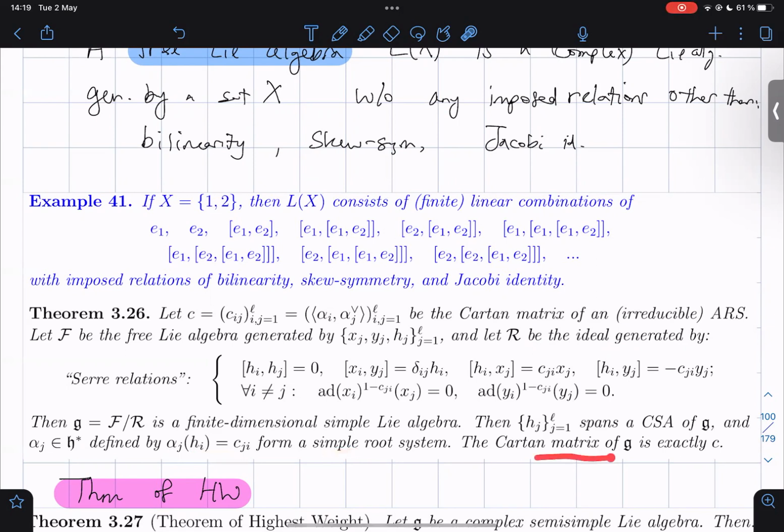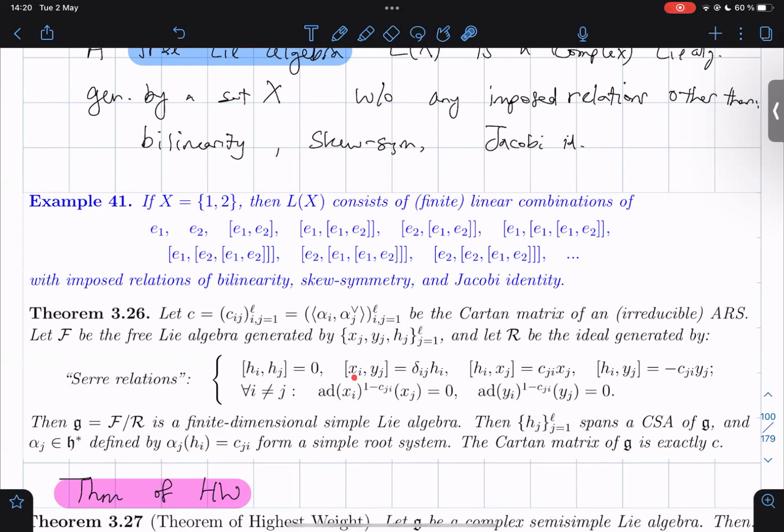The Cartan matrix of that is exactly the one that you started out with. Okay. So let's go to these relations. The first one: these H's are going to span a Cartan subalgebra, so they should commute with each other. This Cartan subalgebra is abelian.